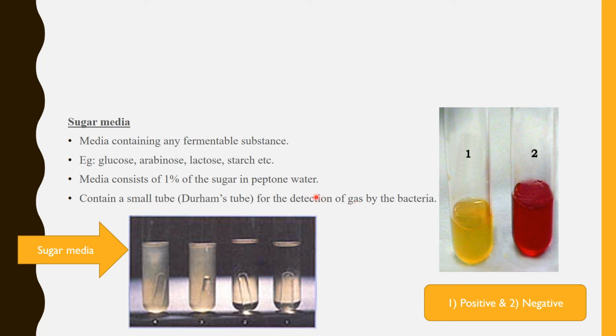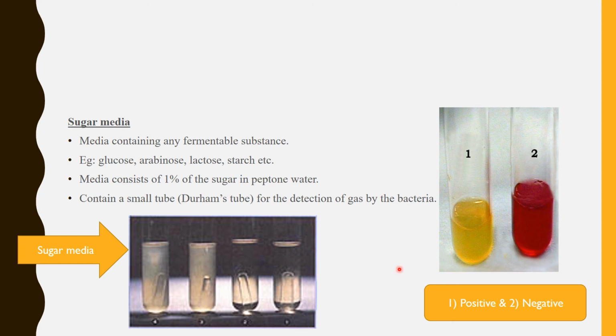So next is sugar medium. Sugar medium is media containing any fermentable substances. For an example, glucose, ribose, lactose, starch, etc. They all are carbohydrate sources for the microorganism. The media consists of 1% of sugar in peptone water and contains a small Durham's tube in inverted position like this. If the bacterium ferments the sugar, it will change the color.